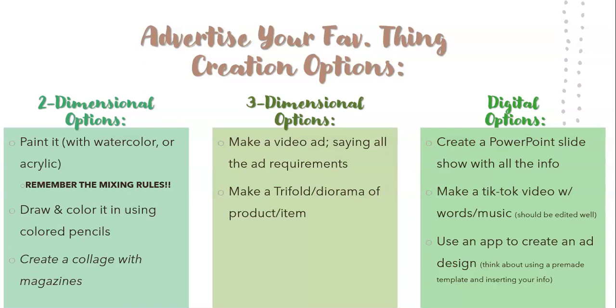Three-dimensional options: you can make a video ad saying all the ad requirements, and I actually have a separate slide talking about what that should look like if you are going to make a video. Or you can make a trifold or a diorama of your product and your item, discussing each one.